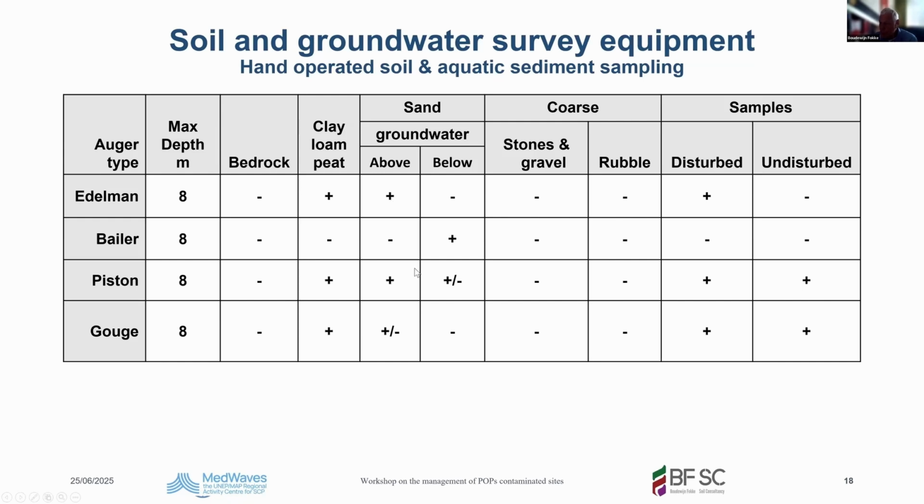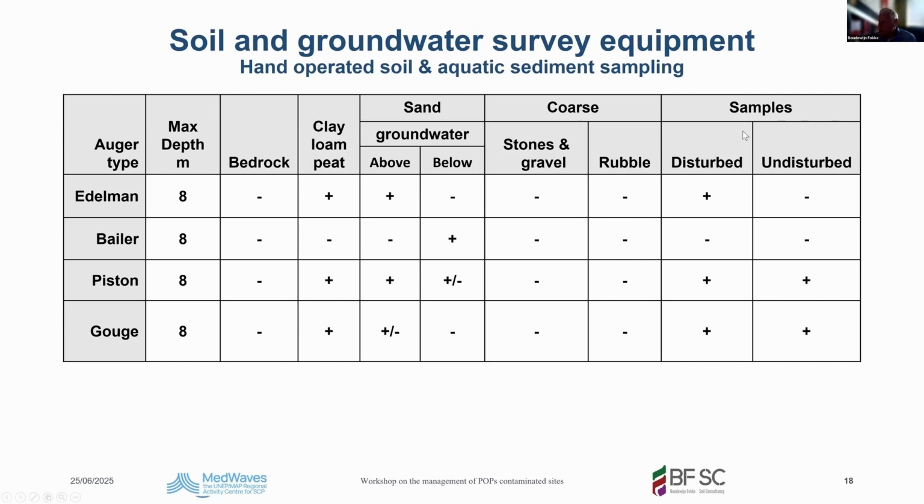this is sand. Sand is loose. And gorge, you can also, this is plus or minus. Coarse stones and gravel, difficult. Rubble, very difficult with hand augering. So we'll not start with that. Then you have to deploy different materials.